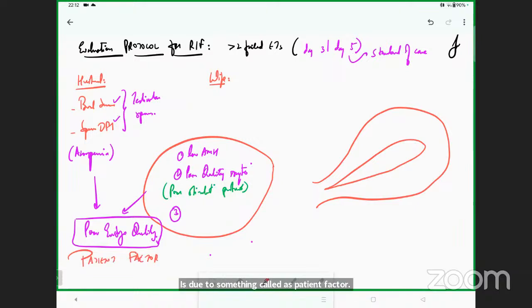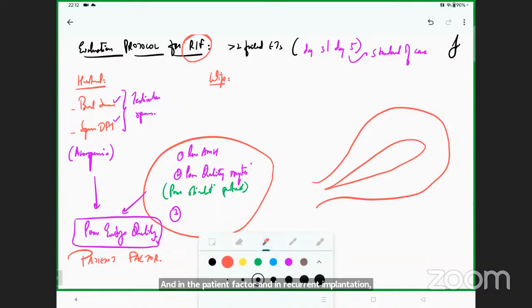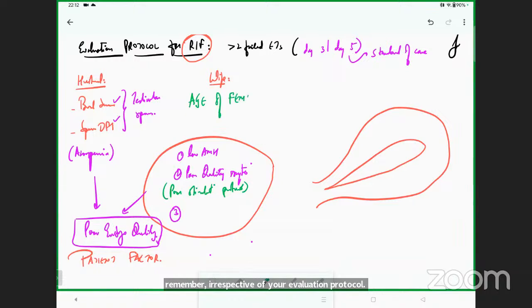And in the patient factor and in recurrent implantation failure, the most important thing which we have to remember, irrespective of your evaluation protocol, is the age of the female. All right. That is going to be a very, very important cause. But patient factors like very bad sperms, higher maternal age, very low AMH, all these can give rise to poor embryo quality.